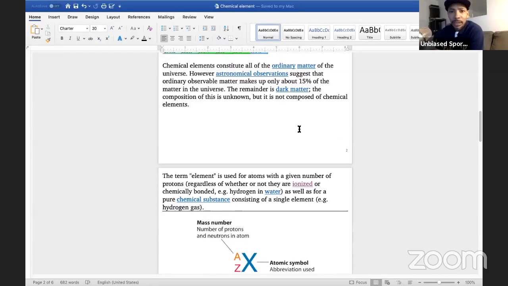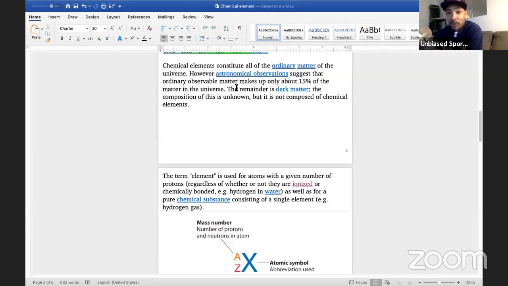Chemical elements constitute all of the ordinary matter of the universe. One more time, slowly. Chemical elements constitute all of the ordinary matter of the universe. This is how they know that there are no other elements out there. We have what we have on the periodic table. It's filled. Okay? All of the universe.